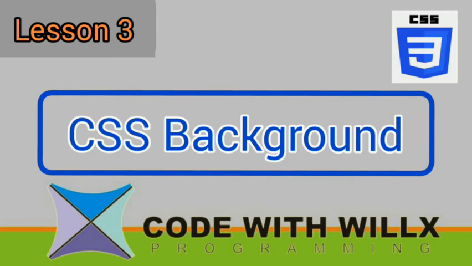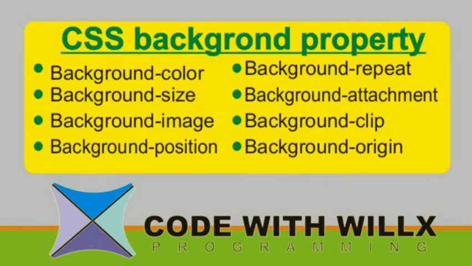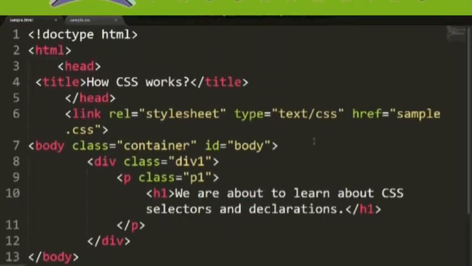So today we'll be looking at the CSS background. The background property includes the background color, size, image, position, repeat, attachment, clip, and origin.